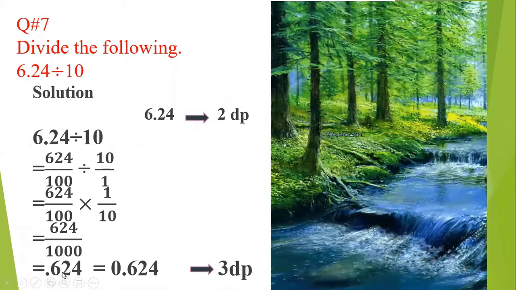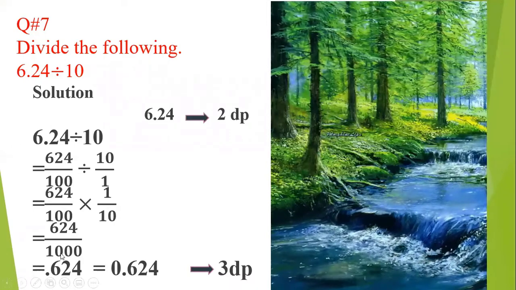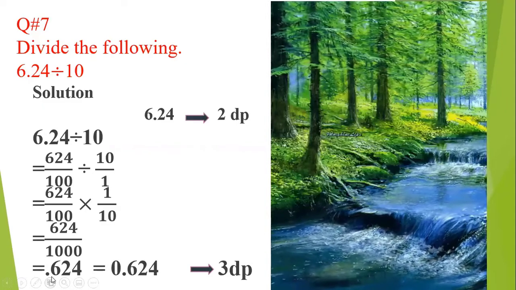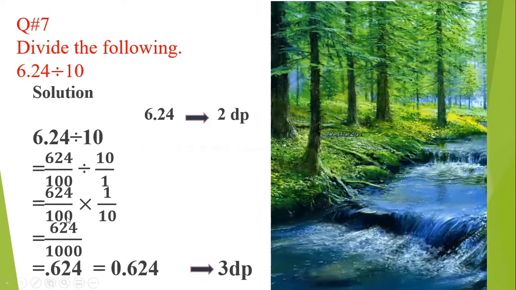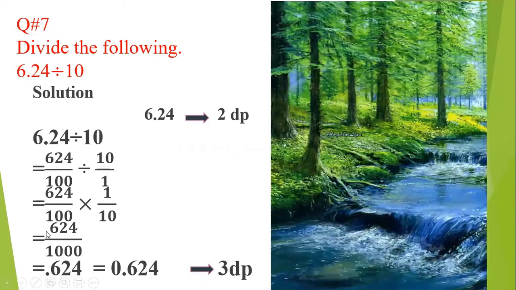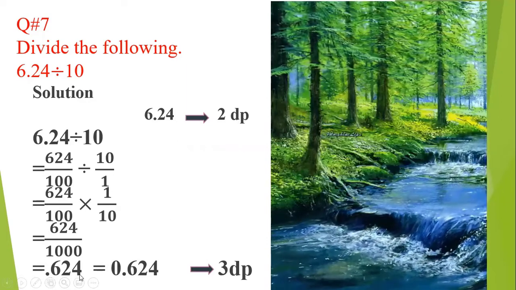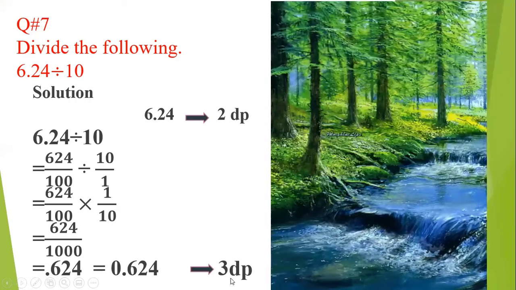Now we will place our decimal point. Now we will count our zeros in the denominator. Here are the 3 zeros. And we will place our decimal point counting from the right after the 3 places. Here are the 3 zeros and we will place our decimal point after the 3 numbers, 1, 2 and 3, and after that here we will place our decimal point: 0.624. You can also write it as 0.624, that has 3 decimal places.